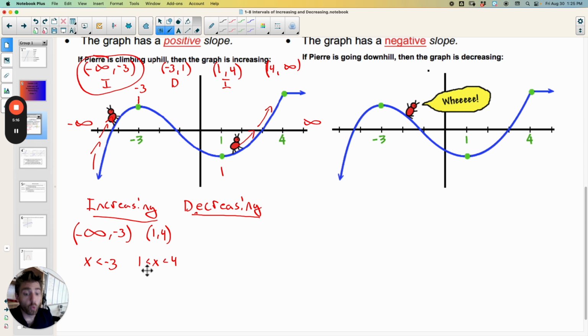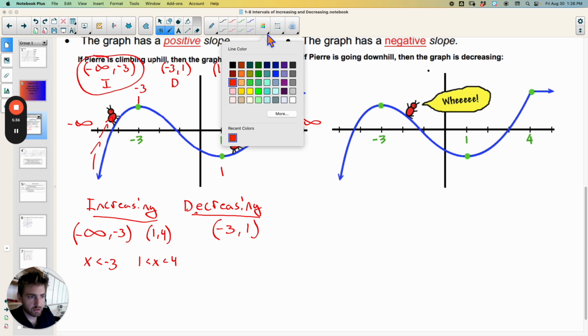Or really, between these two. So it's increasing when x is less than negative 3, or where x is less than 4 but bigger than 1. All right, so where is it decreasing? The only part it's decreasing is right here between the interval of negative 3 and 1.